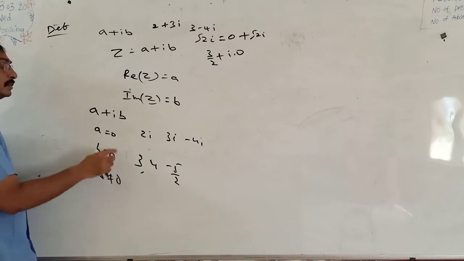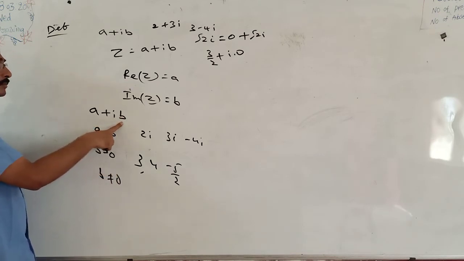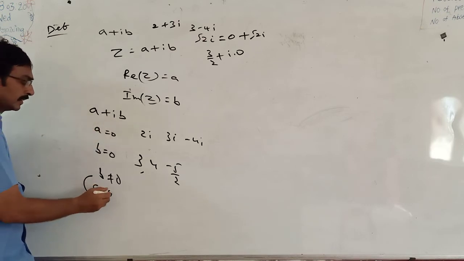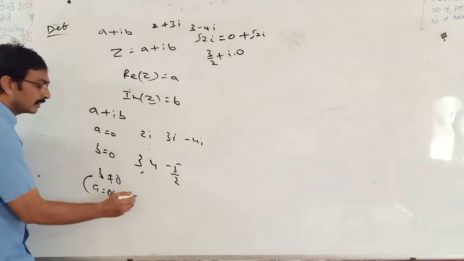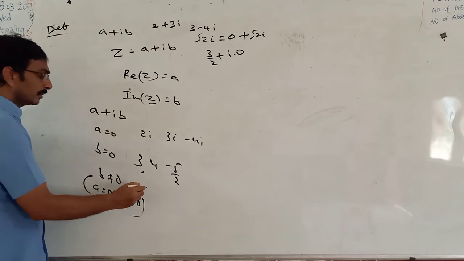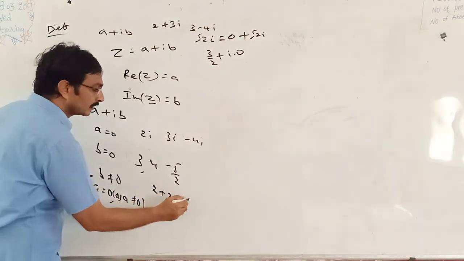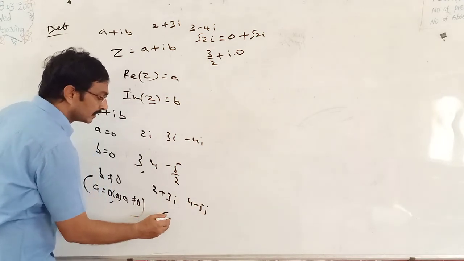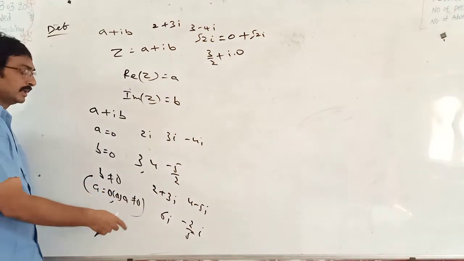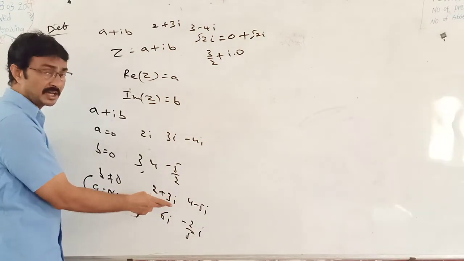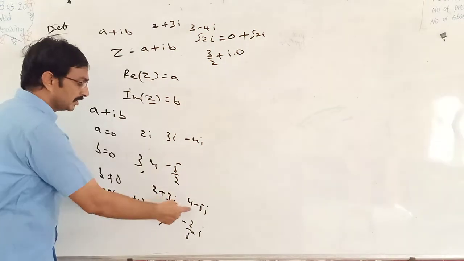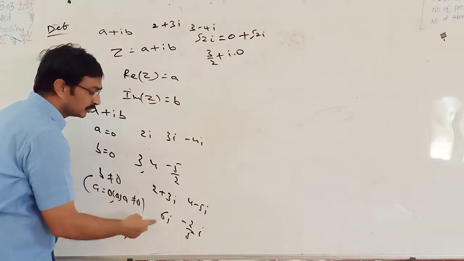If B is non-zero, and A is 0 or non-zero, then that number is called an imaginary number. Means 2 plus 3i, 4 minus 5i, 6i, minus 2 by 5i. These are all imaginary numbers. Imaginary numbers means the i coefficient is non-zero. What about A? Non-zero in these two cases, 0 in these two cases.